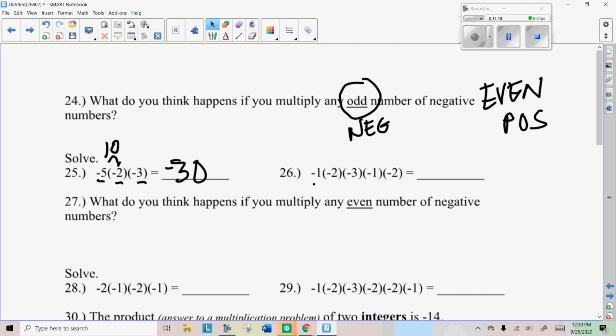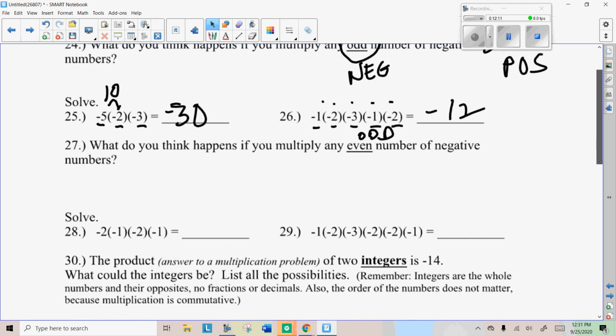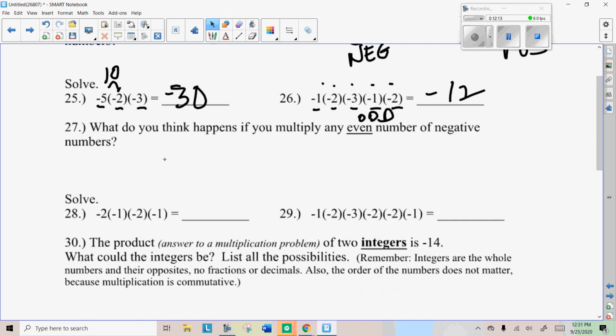Let's count how many negative factors there are. 1, 2, 3, 4, 5. That's an odd number, which means our answer is going to be negative. And then we're just going to do the product. You can just do these in a row, I think. 1 times 2 is 2, times 3 is 6, times 1 is 6, times 2 is 12. Okay? And if you have an even number of negative numbers, the product is positive.